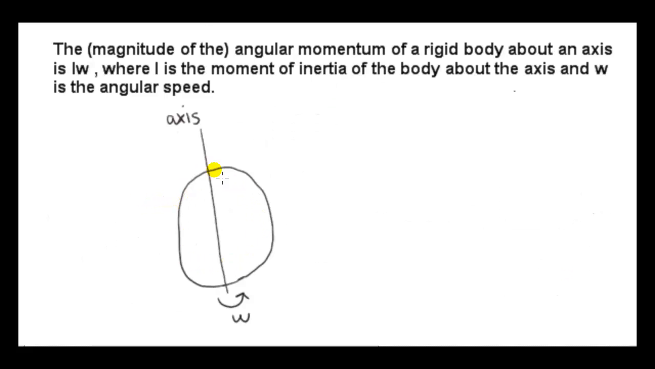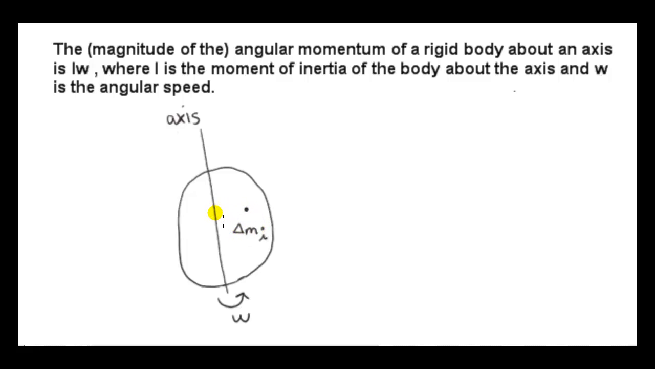Now we can deal with the case of a rigid body rotating about an axis. The magnitude of the angular momentum of a rigid body about an axis is I times omega, where I is the moment of inertia of the body about this axis, and omega is its angular speed. Now let's pick a particle that makes up this rigid body. Let's say its mass is delta m_i. Whenever you see the Greek letter delta, you know that we're talking about a particle that makes up the body. So this particle has a very, very small mass, a tiny mass.